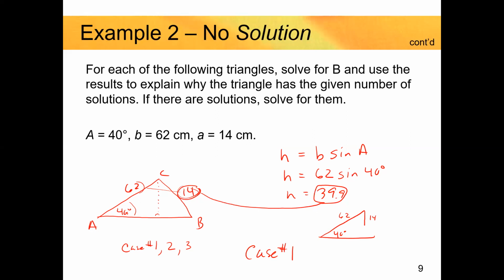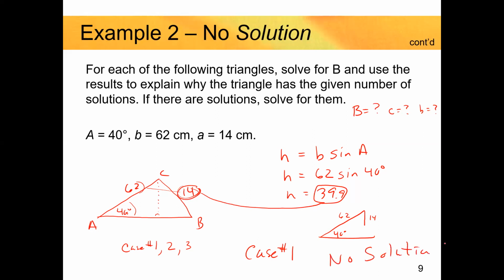Eventually, you guys ready for this? Eventually, you might get an angle B, little c, and little b. Is that still the same problem? Yes, it's an angle, its opposite side, and then an adjacent side. Okay, are we good with case 1? Answer to this guy is no solution.